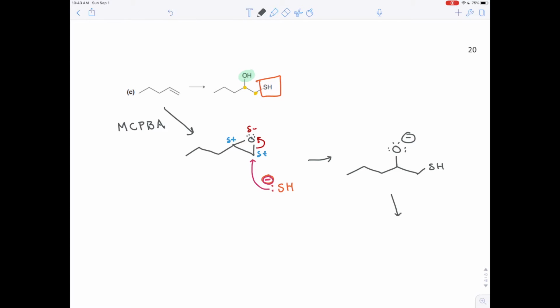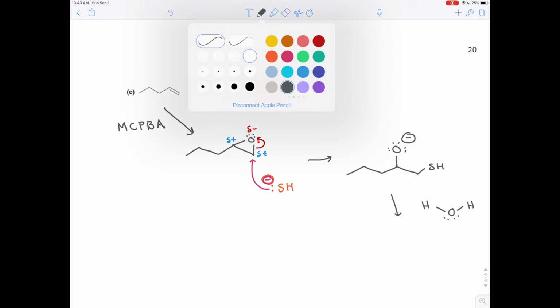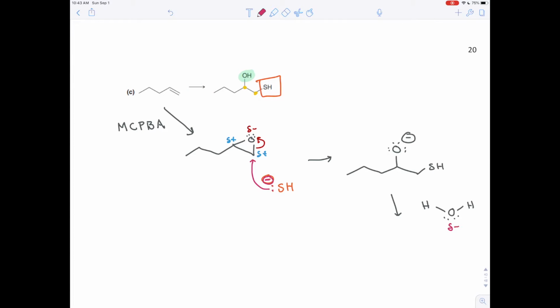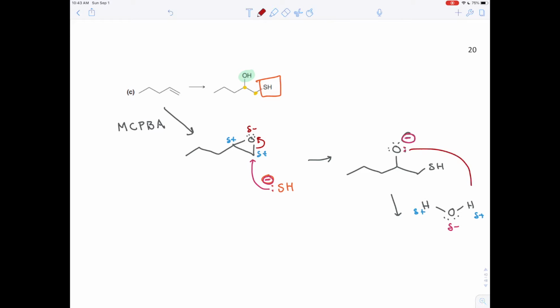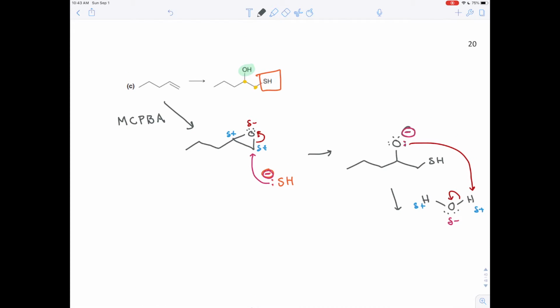You can get that H just by adding some water. The oxygen here is slightly negative, the hydrogens are slightly positive, and so this negatively charged oxygen steals one of those hydrogens. And you're left with the product you want.